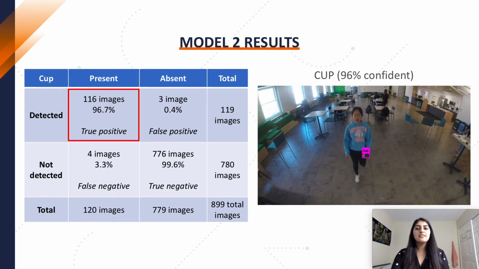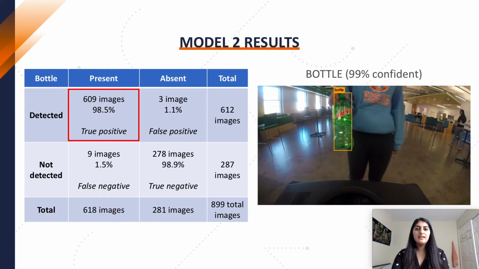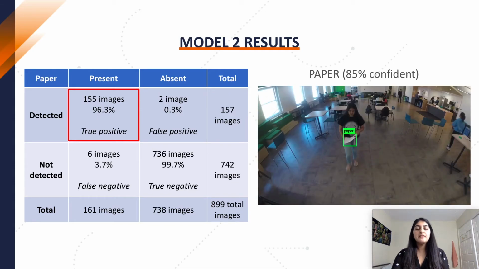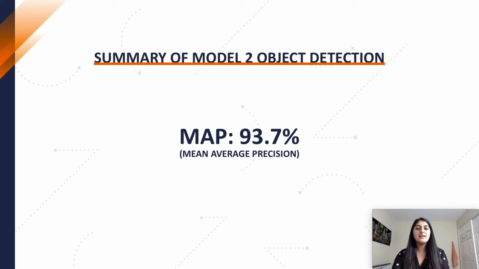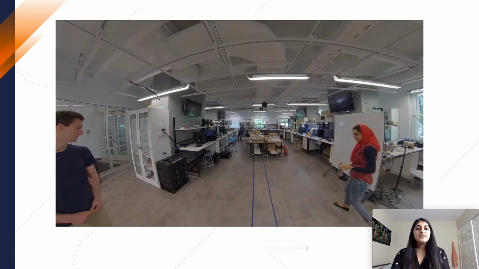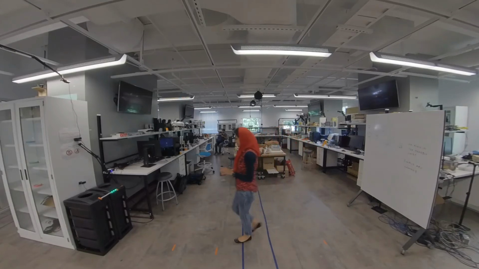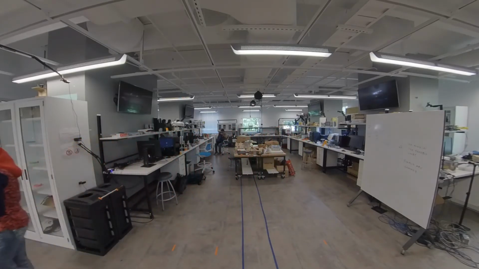For the cup, the confidence on this image rose to 96% with an overall 97% true positive rate. For the bottle, we raised to an almost 99% true positive rate with still almost perfect confidence on this image. And for paper, the confidence on this particular image went down, but the true positive rate still increased to 96%. And for comparison, this model's mAP was almost 94%, which is really incredible. So now that I've shown enough data, I'll show this fun video to recap what our project would look like in action. And as you can see here, the bin has lit up and the woman is disposing of her object.